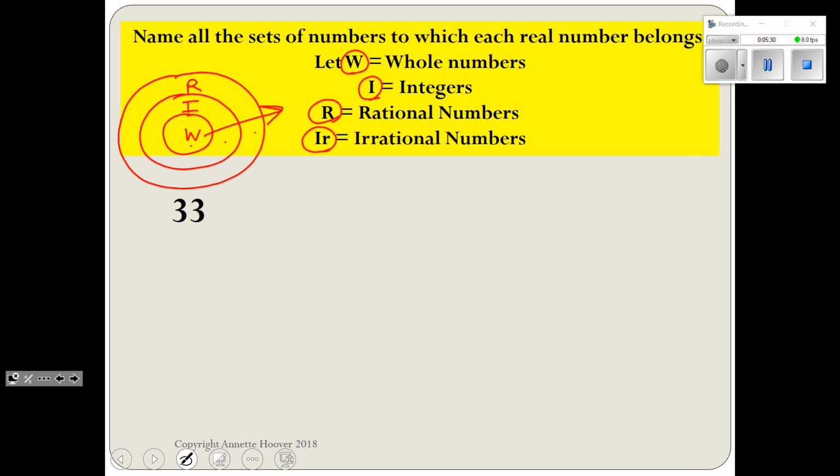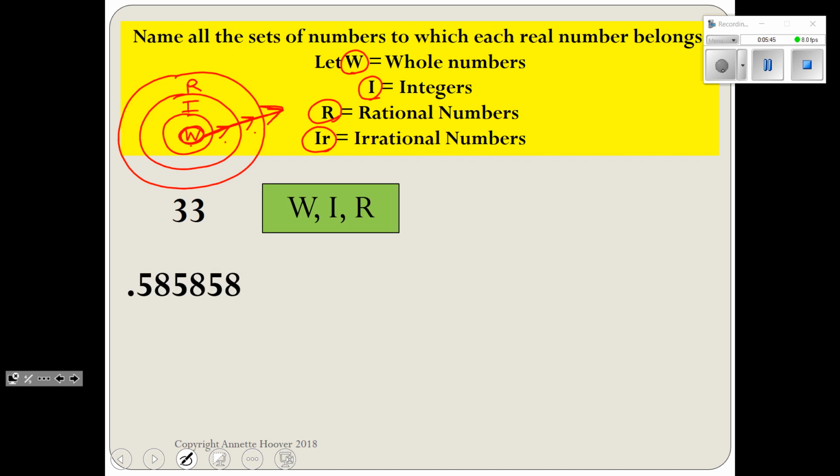For example, 33. 33 you would think of as a whole number. So it's a whole number, but if you work your way out, it's also an integer, also a rational number. It is all three. So I put W, I, and R. Here is a decimal that you see as repeating. It's 58 repeating, 58. It repeats. That is a rational number. So we find where it is and work our way out. Well, that's the outer circle. There's nowhere to work out to, so that's just a rational number.